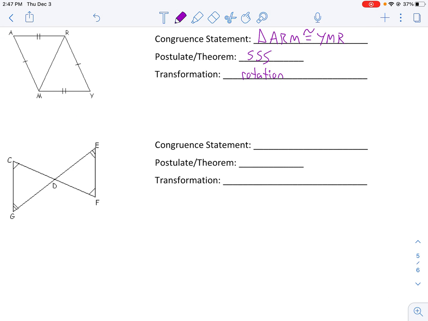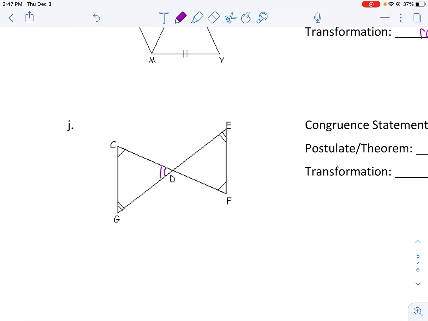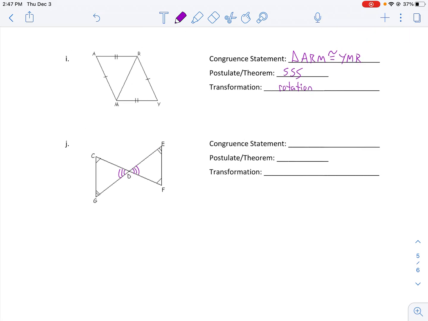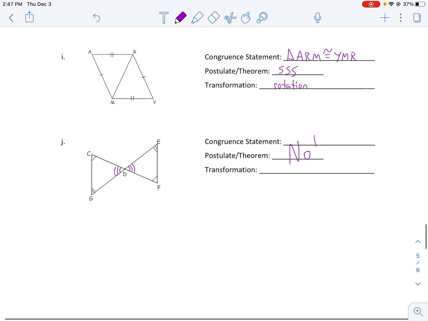And then this one, we have two angles. These are vertical, so we know they're congruent. So we have angle, angle, angle, which is no good. That doesn't work. Angle, angle, angle does not tell us anything about congruent triangles.